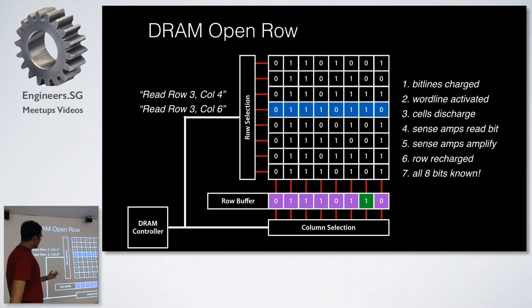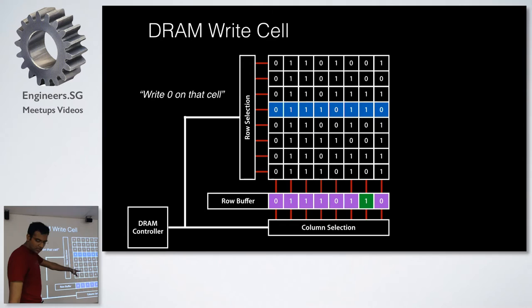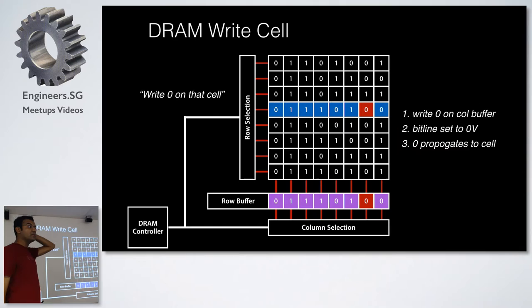So how do you write something? Writing's extremely easy, because every single time you read, we erase. So let's say we get an instruction, I want you to write 0 on that same cell. All you need to do is update your row buffer to 0, and the sense amplifier sets that entire bit line to 0, which is nothing, and that instantly gets set back on the cell itself. That's how you read and write stuff. So reading actually destroys cells.